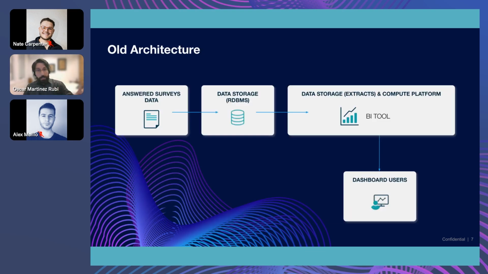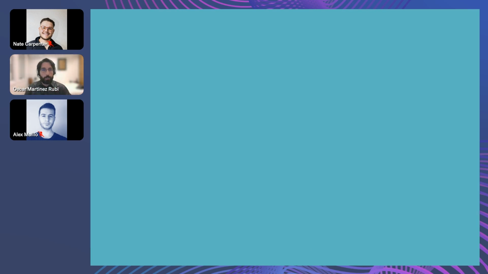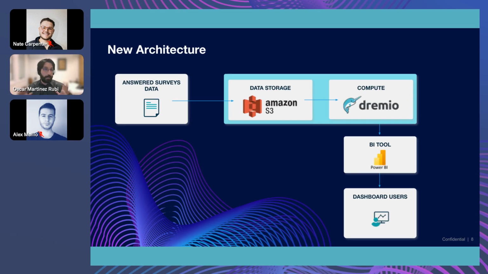So this is the old architecture. Answers of the survey data are loaded into a relational database management system. Then we have the BI tool that is getting the extracts and also acting as a compute platform, and it produces a dashboard.